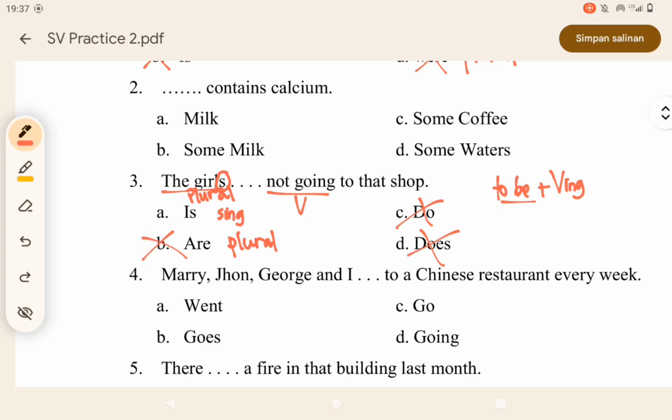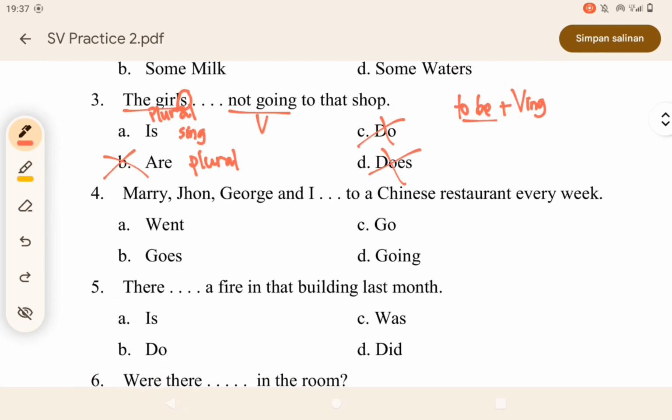Okay, next. Yeah, I haven't explained about it, but if you see and in the subject, it becomes compound noun, where we have to count all of the subject here. 1, 2, 3, and 4. It means there are 4 people doing it. So it's clearly that the subject is in plural. So we have to find a plural verb because we don't see any verb here. Okay, so what is the best answer?